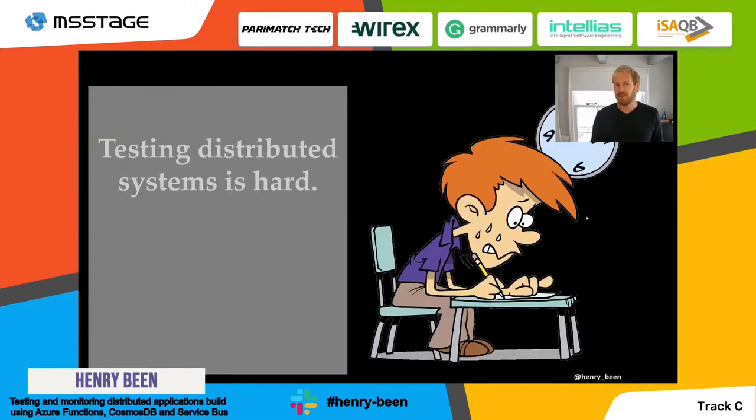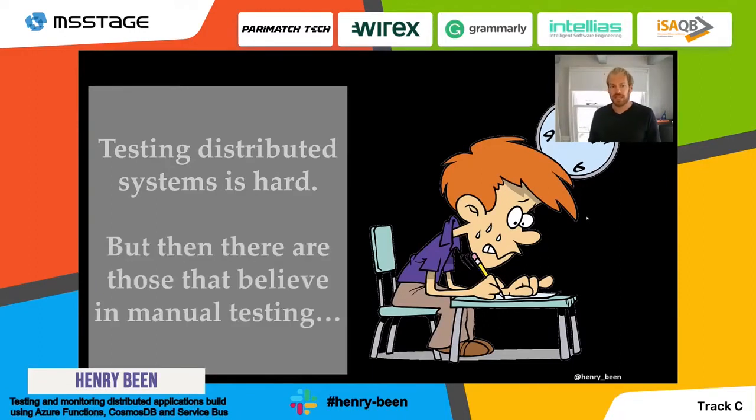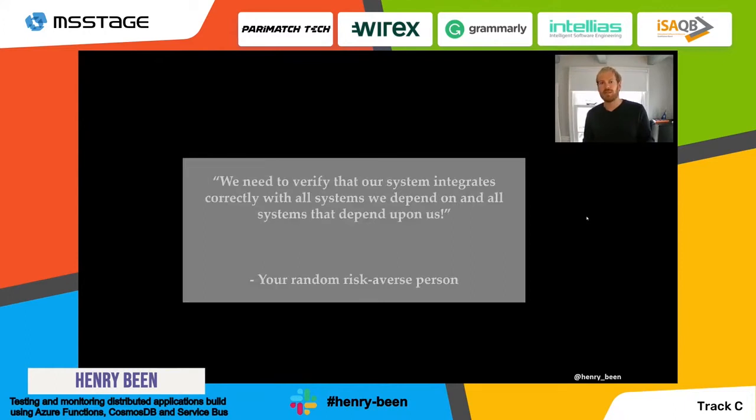I hope I have convinced you that testing distributed systems using automated tests is hard. But there is one type of test that is even more difficult, and that's the manual test. Because if you get into manually testing distributed systems, there will always be someone that makes a claim like this. It is our job to verify that our system integrates correctly with all the systems that call into us and all the systems that we call into. It can be a tester, it can be a business analyst, or a risk-averse product owner. Somebody will insist upon a connected systems test.